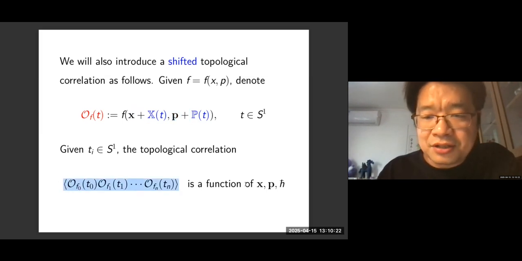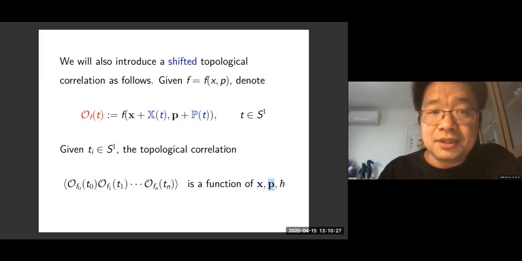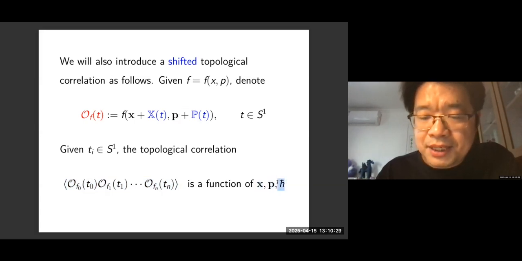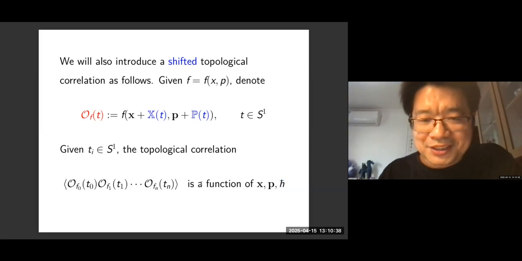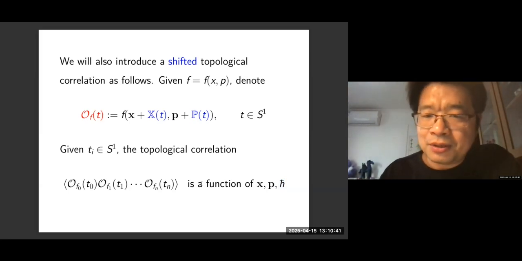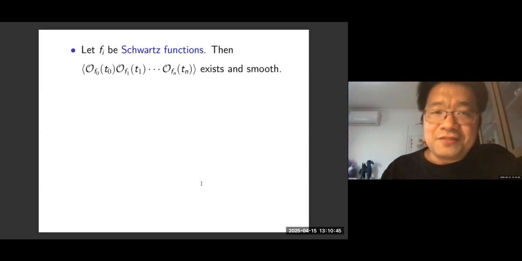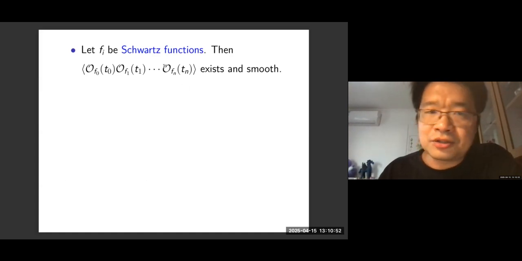And this is going to be a function of x and p, the background of the shift, and Planck constant h bar, and of course it depends on the points on the circle. Let me show you some interesting aspects of this topological correlation. First, you can define this in a rather general setting. For example, you can define this for Schwartz functions. This correlation turns out to be smooth.